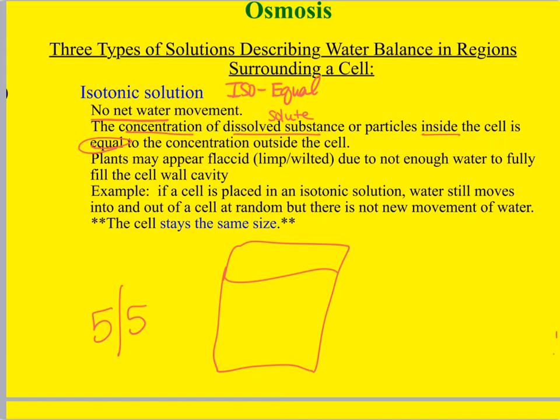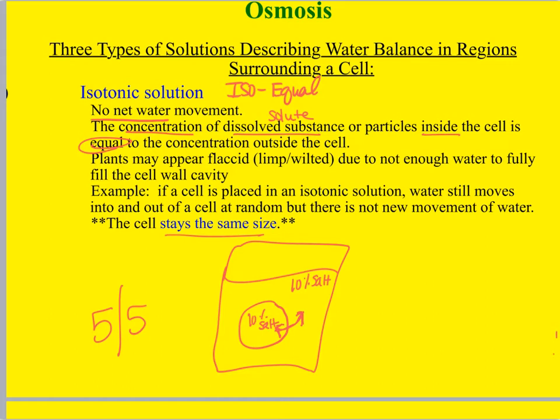Let's say that solution is 10% salt, and the other 90% is water. You put a cell in that solution. The cell is also 10% salt and 90% water. Because of that, you have equal amounts on both the inside and the outside of the cell. So if 5 go in, 5 will come out. And again, this is water movement. Because of that, the cell will stay the same size. Water's still going to randomly move, but there's no net movement of water.